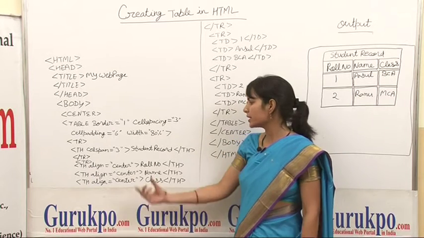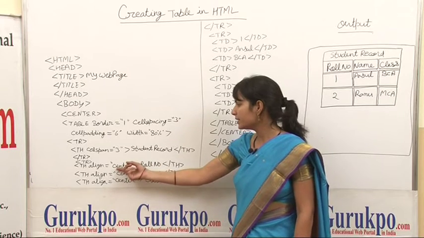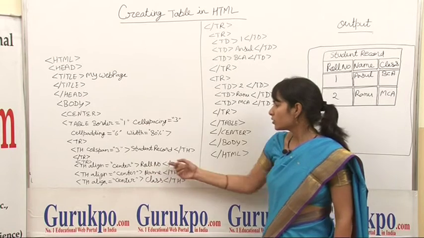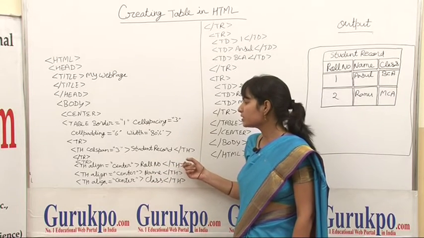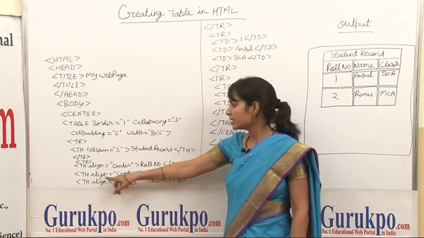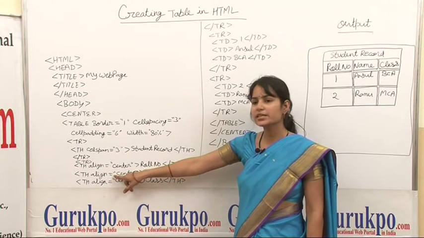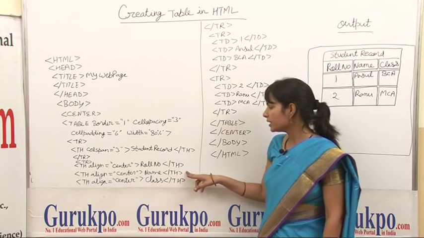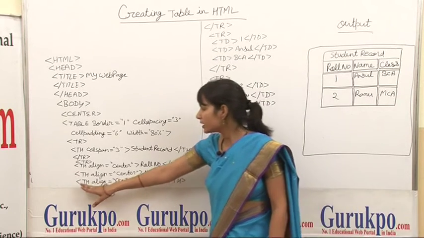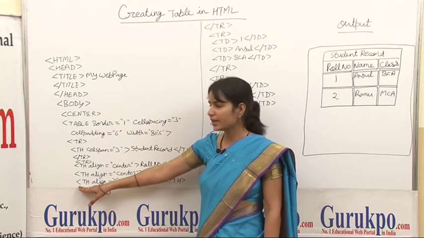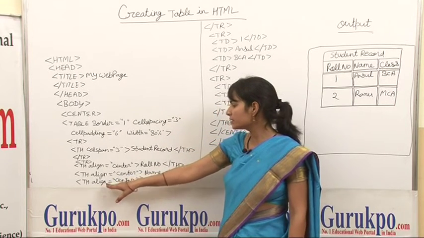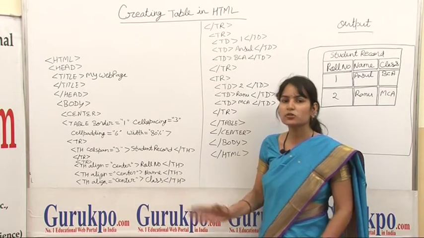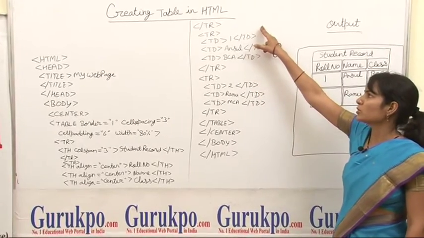We use the align attribute, which is used to align the content. It is center aligned and we display the roll number in the center of the cell. Close the first th tag. The second cell is created using the th tag and the content is aligned center. The content is name, and then again we close the th tag. Third, we again start the third cell heading using the th tag, align the content center and display the content class, and close the th tag and close the row also.